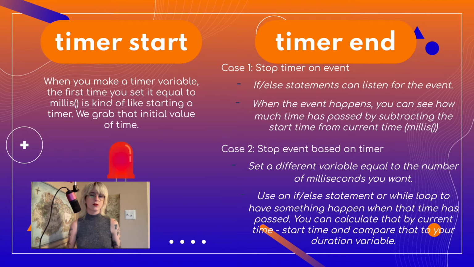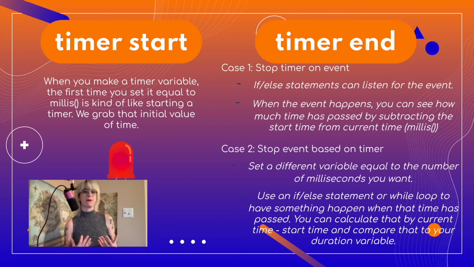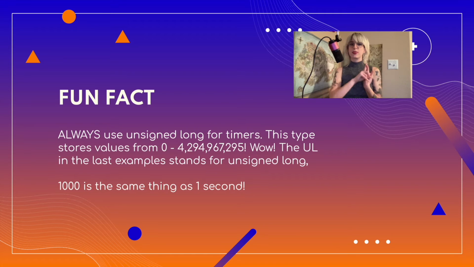When we're trying to listen to an event, we can use conditional statements, like if-else statements. If some button is pressed, then you can see how much time has passed by subtracting the start time, right, our timer start variable, from the current time. For example, we press a button to start the timer. Then we can have a conditional statement saying if that second button was pressed, then we want to calculate the amount of time that's passed. So we take the current time, which we can figure by calling the millis function, and we want to subtract the start time from that. And then we can get the duration of how long our timer has been on. We always want to use unsigned long as our type for timers. This type stores values from 0 to like 4,294,967,295. Wow, that's a lot.